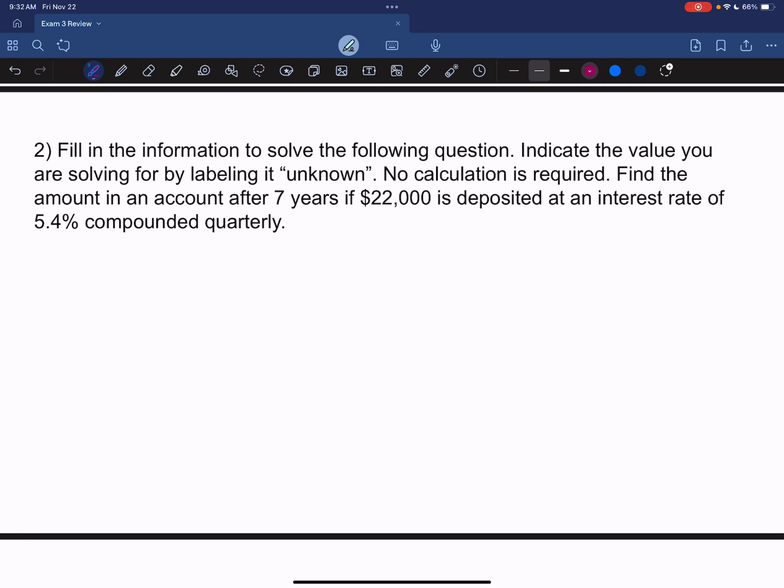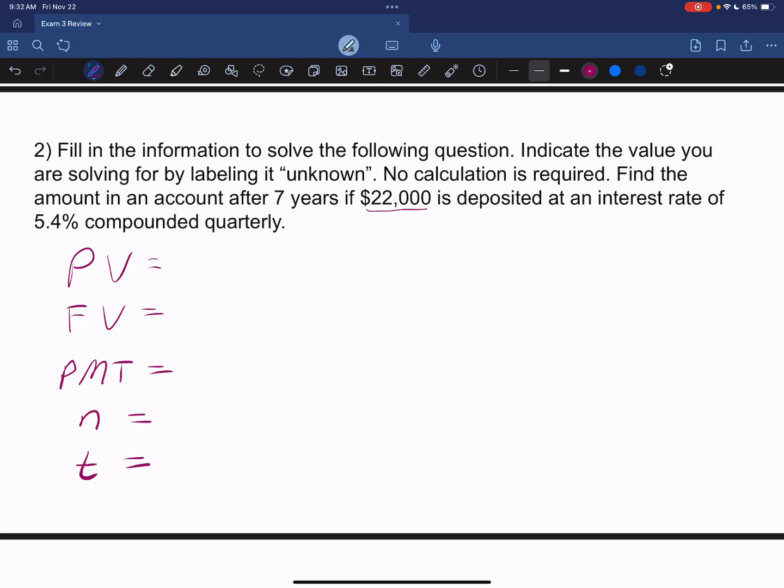Okay, so no calculation is needed, but we want to find the amount in an account after 7 years if $22,000 is deposited at an interest rate of 5.4% compounded quarterly. So what you're going to have is PV, future value, payments, my compounding periods, and my time. And you're going to answer which one you are trying to solve for, and which of these values goes where.